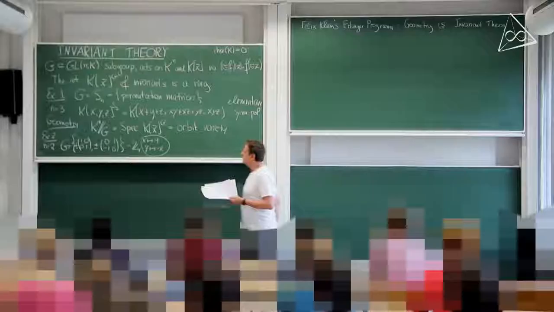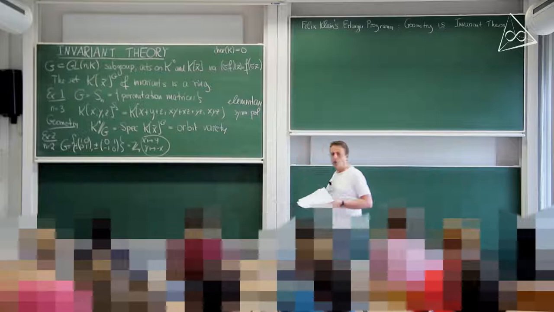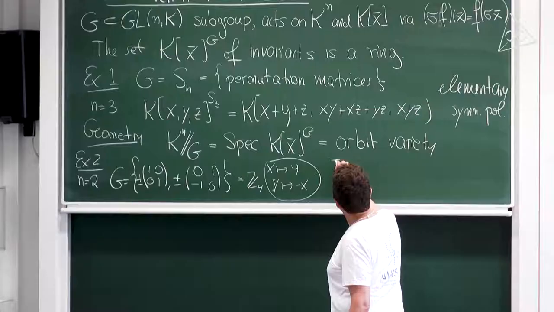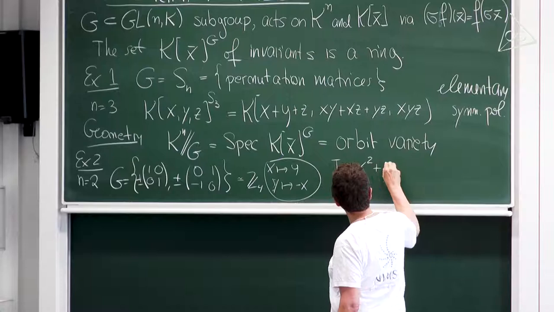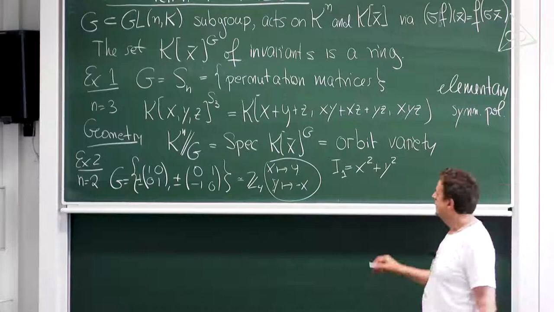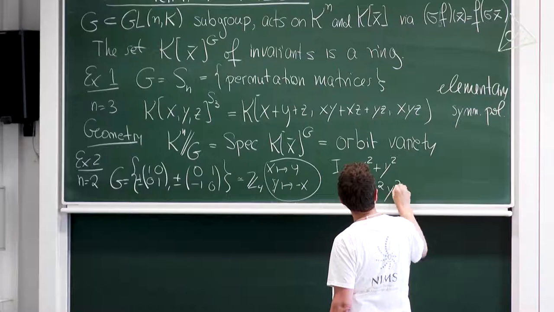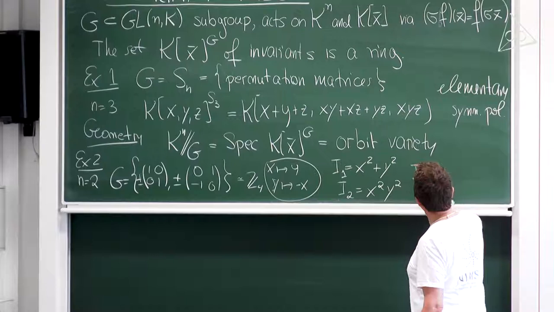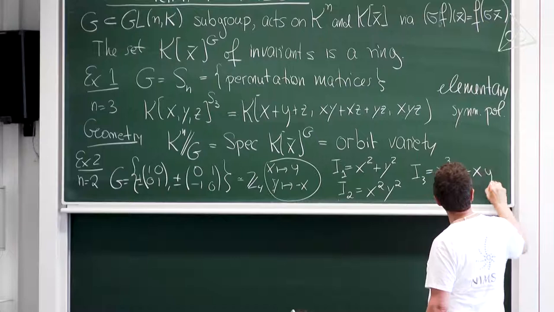So the invariant ring is polynomials that are invariant under this substitution. I'm interested in polynomials in x and y that are unchanged after replacing x by y and y by negative x. Well, you can write down three such polynomials. The first two are very easy. x squared plus y squared is invariant under any rotation. And then also x squared times y squared is certainly invariant under the substitution. And then there's a third one, let me call this I3, slightly more tricky, that's x cubed y minus x y cubed. Well, that's also invariant. This quartic polynomial is also invariant under 90 degree rotation.